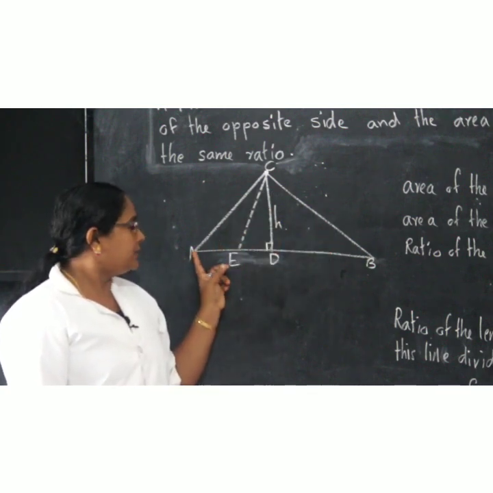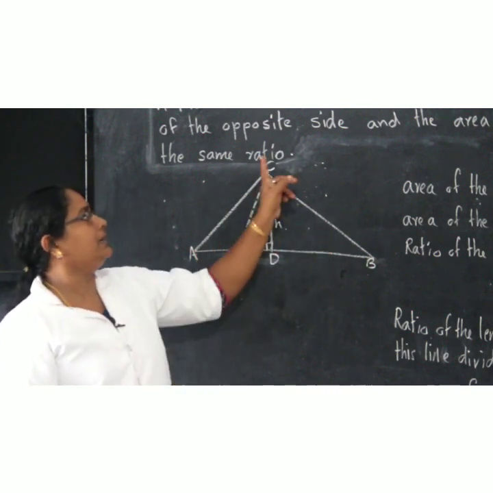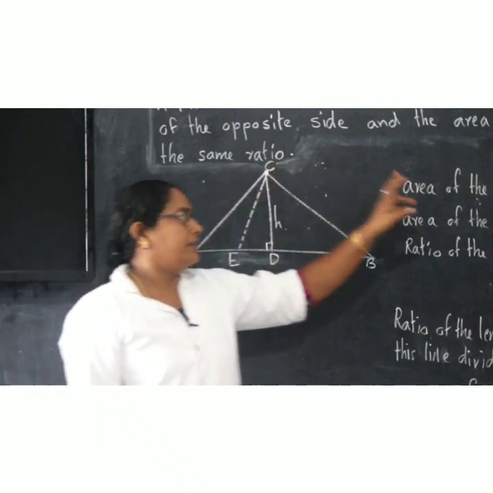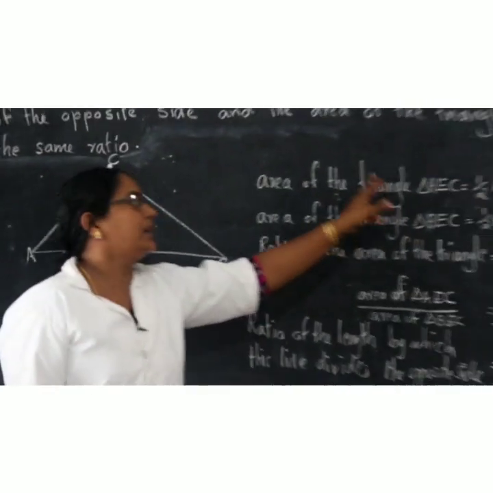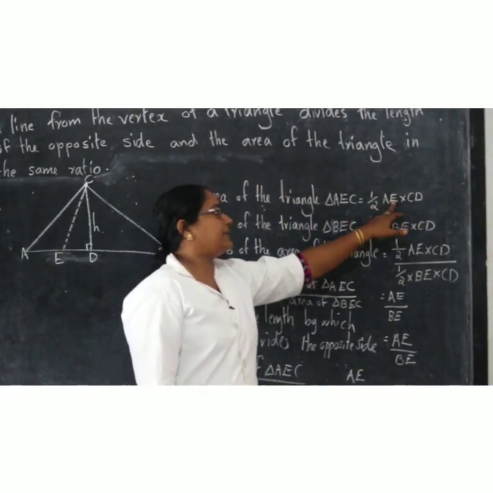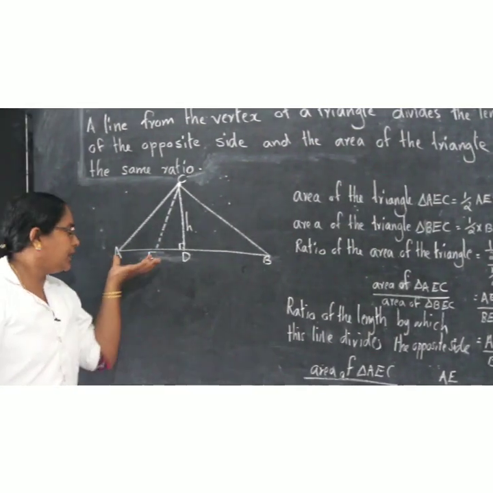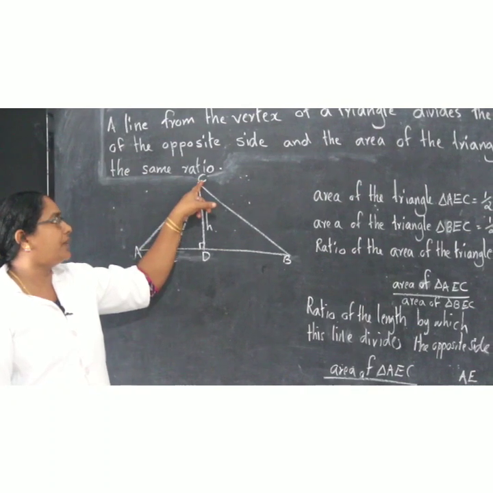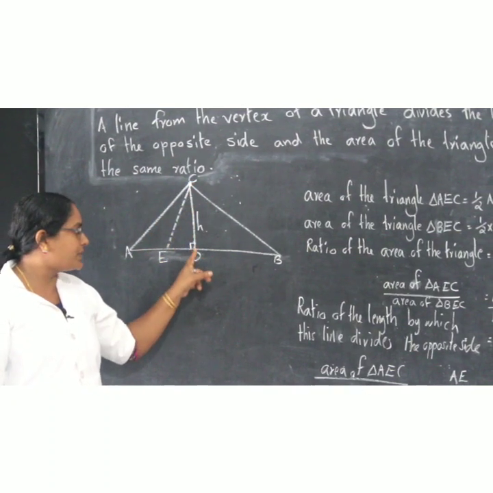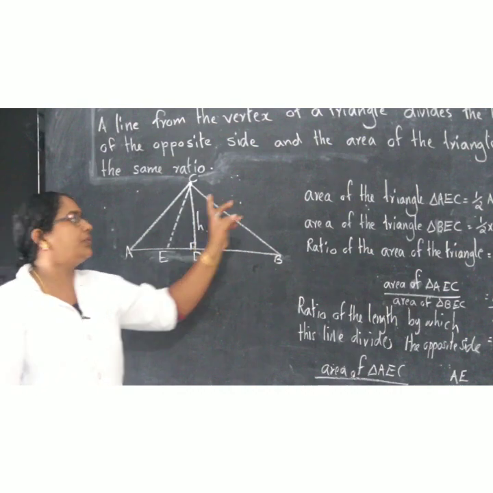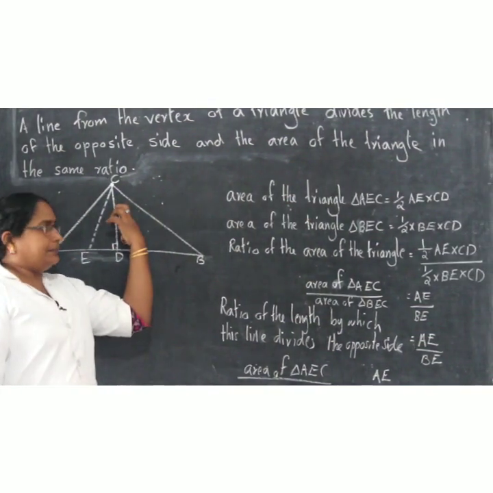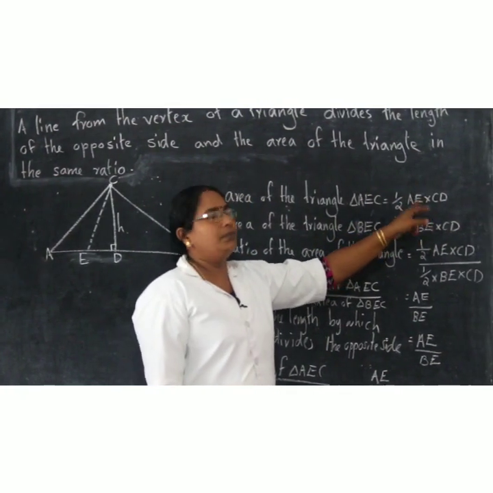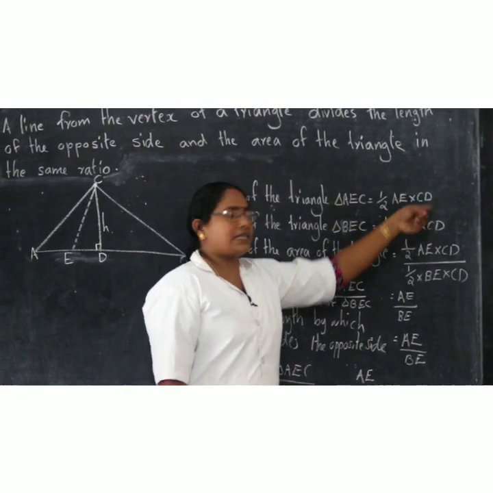Here one triangle is AEC. How do we find the area of triangle AEC? Area of the triangle AEC is half of base. What is the base of that triangle? AE. The height of that triangle is the line drawn from the vertex to the opposite side. Therefore, height is CD. Therefore, area is half into AE into CD, or H.